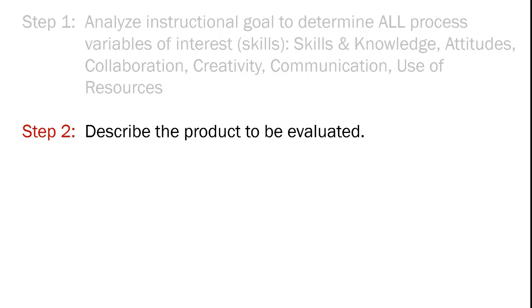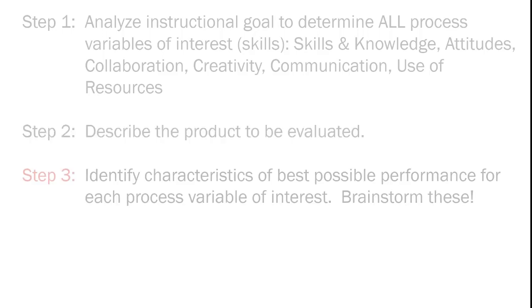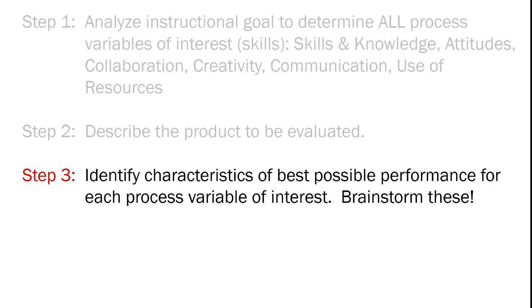The next step, so once you identify, well, this is what I want the students to be able to learn and apply in this product or in this project, well, then you need to describe what exactly you're going to be evaluating, what specifically. Identify clearly what a typical product might look like that you expect students to be able to create. Then you need to identify the characteristics of the best possible performance for each of the process variables of interest, and you need to brainstorm those.